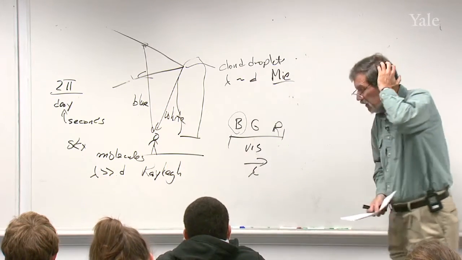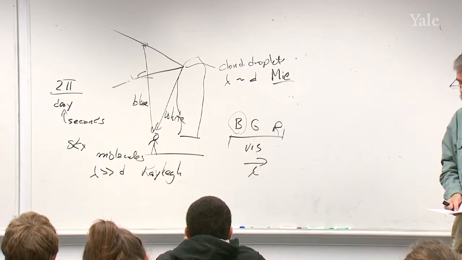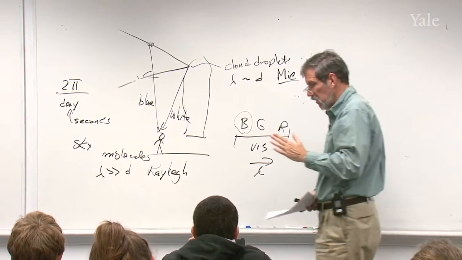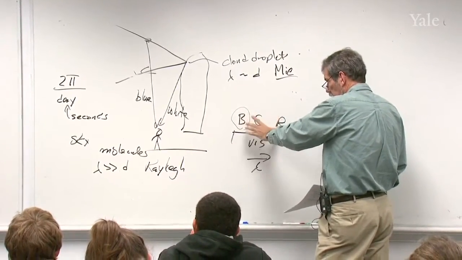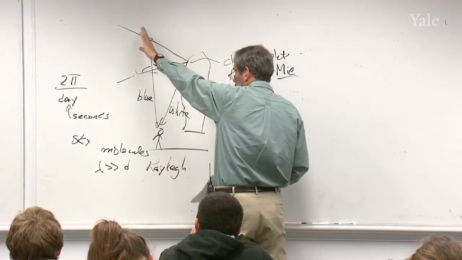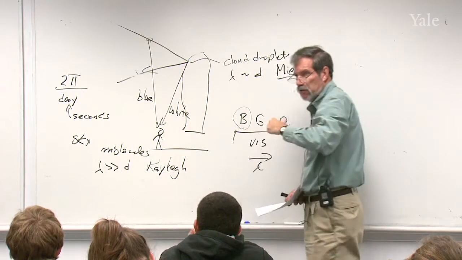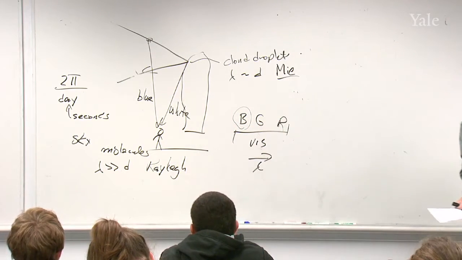So if it's white light illuminating the cloud, and the sun's radiation is usually composed of roughly equal mixtures of blue, green, and red, so that would appear white to our eye, then the light scattered by the cloud is also going to be white.